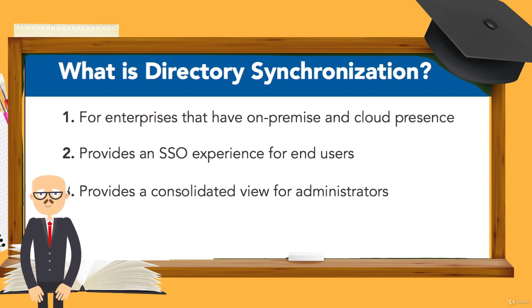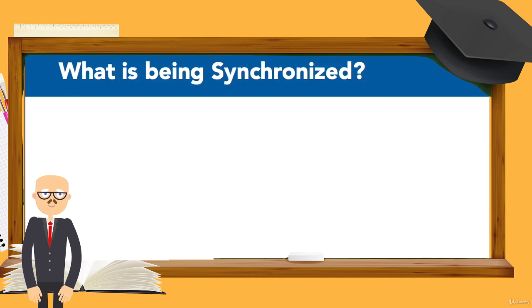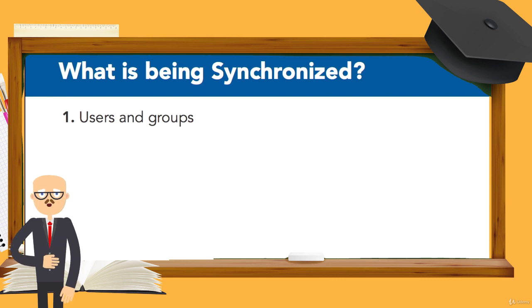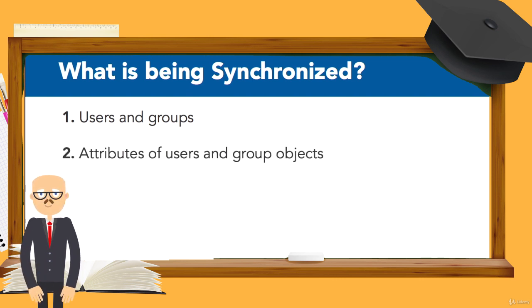Now, what is being synchronized exactly? Well, the primary purpose of directory synchronization is really to synchronize our security objects, or users and groups. Now, we don't necessarily have to synchronize everything, and we will talk about that a little bit later on, but we can control that. This is really about synchronizing your users primarily.